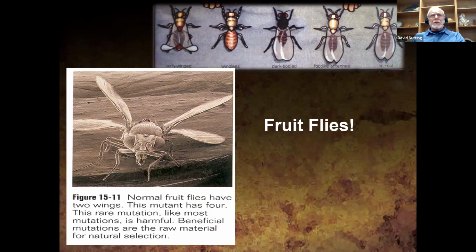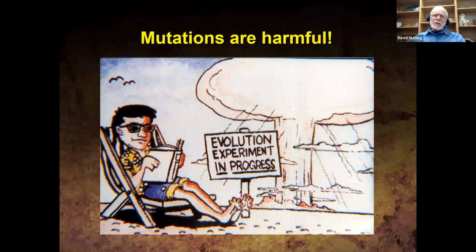Like, for instance, we finally were able to make a fruit fly with four wings. Oh my goodness, this sounds really good. Except for one thing, it couldn't fly. So no, it would be weeded out very quickly, wouldn't it? So mutations really aren't that beneficial. Otherwise, if they were, let's all sit in front of some nuclear experimentation and nuclear bombs and see if we can evolve into better human beings, right?